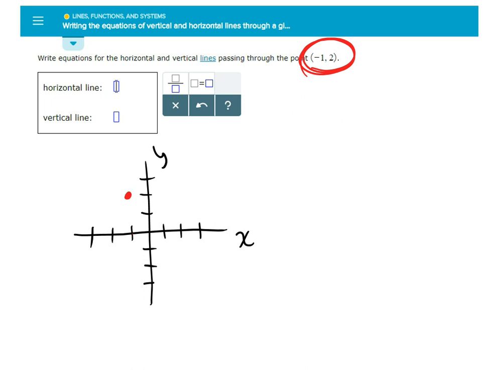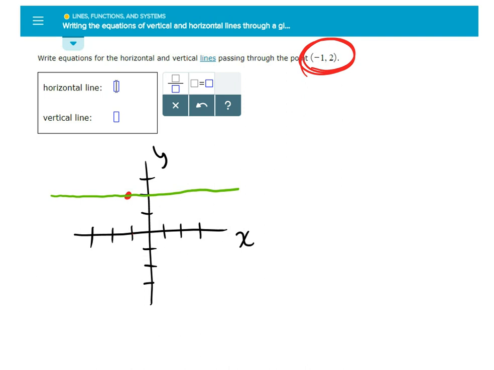Now, if I were to draw a horizontal line going through that point, you will notice that horizontal lines are parallel to the x-axis. They never cross the x-axis. Therefore, there is no x-intercept. On an earlier problem, we covered x and y intercepts, and that's where your line crosses the x-axis. Since it cannot cross the x-axis, there can be no x in the equation.